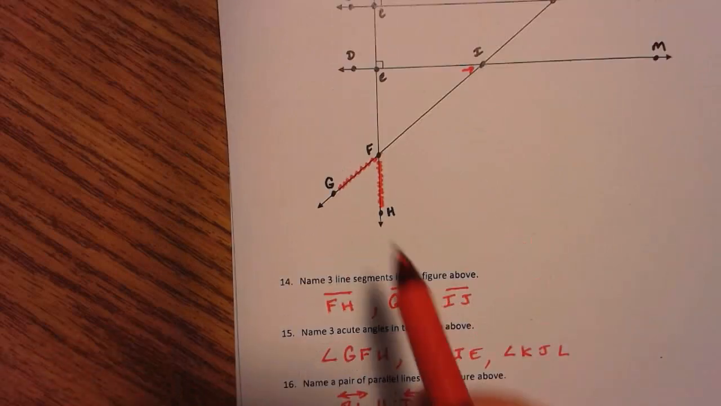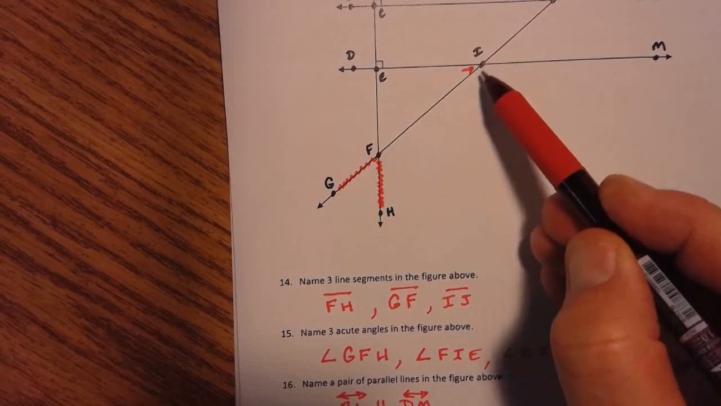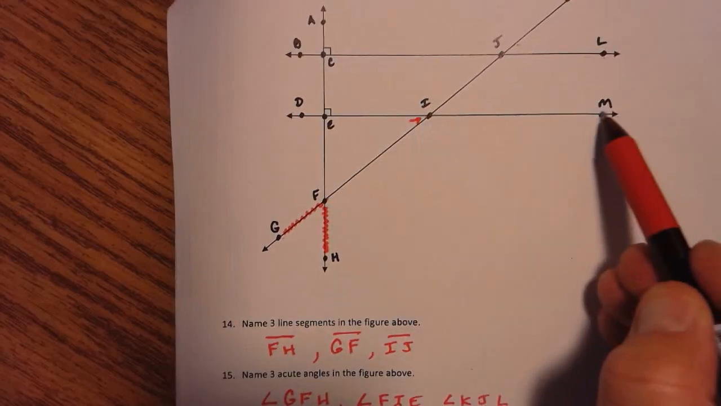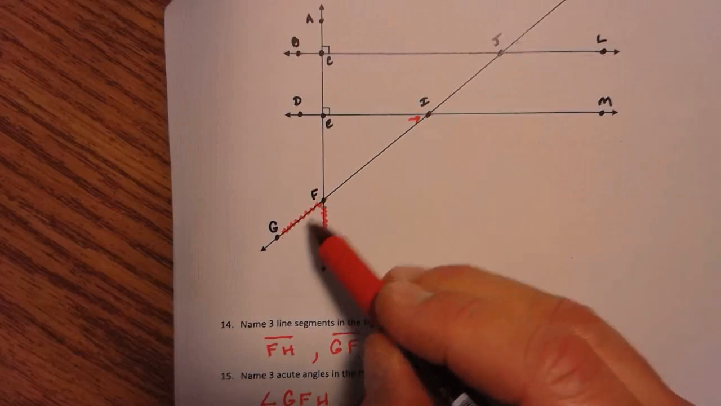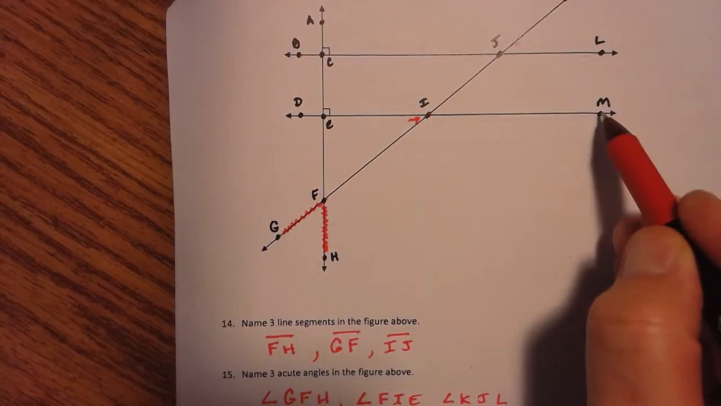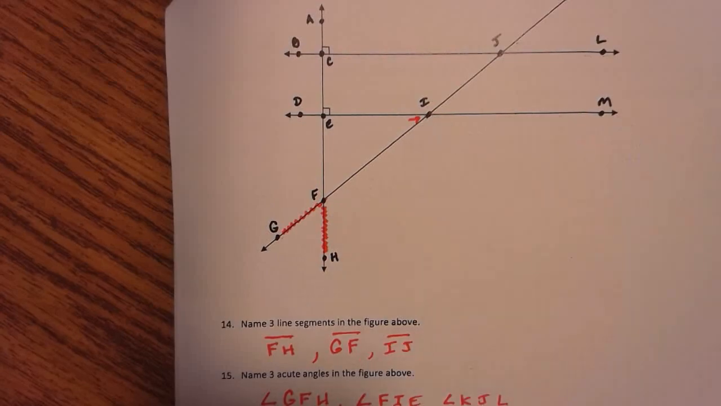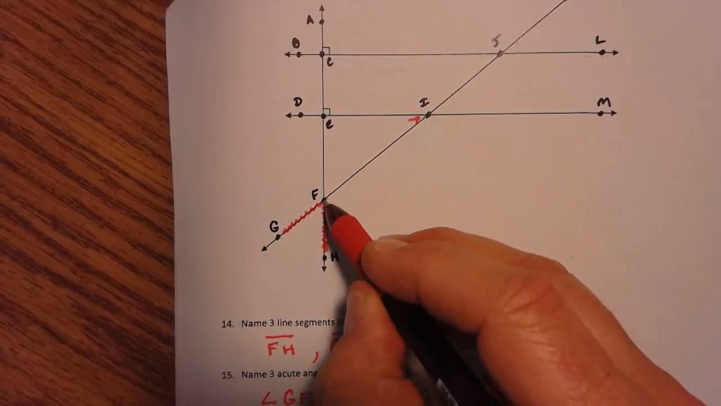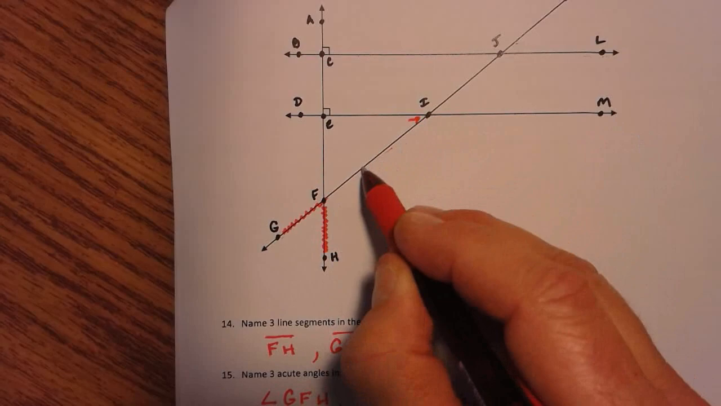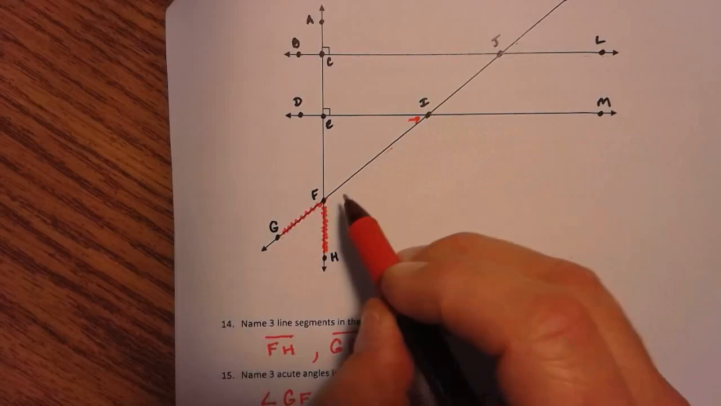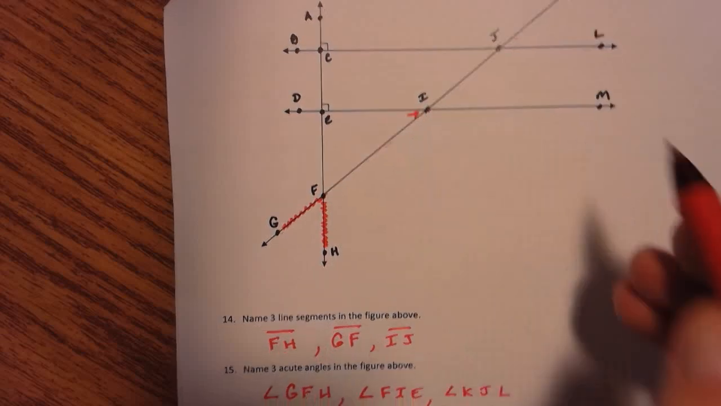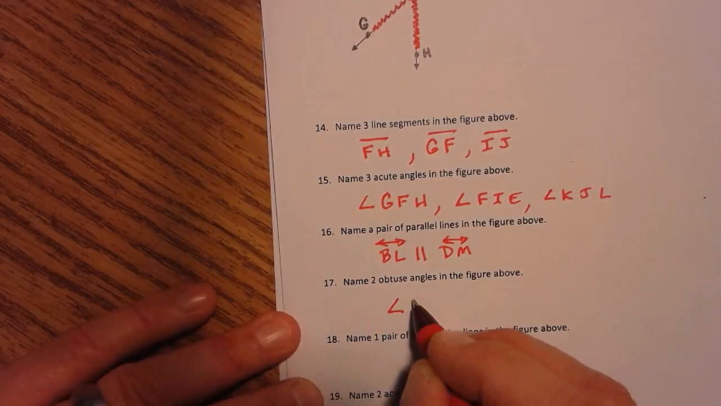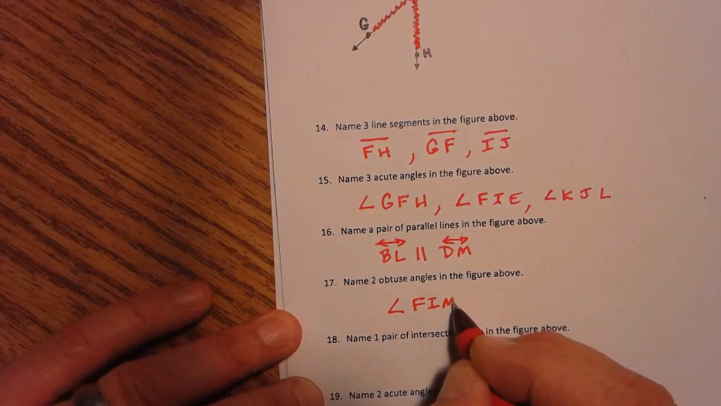2 obtuse angles. Here would be an example of an obtuse angle right here. This angle right here is greater than 90 degrees. And you can name it GIM or FIM. It doesn't matter. I'm going to say angle FIM because technically that goes through point F forever if you didn't want to stop there. So I'm going to say F to I to M. So one is angle FIM.